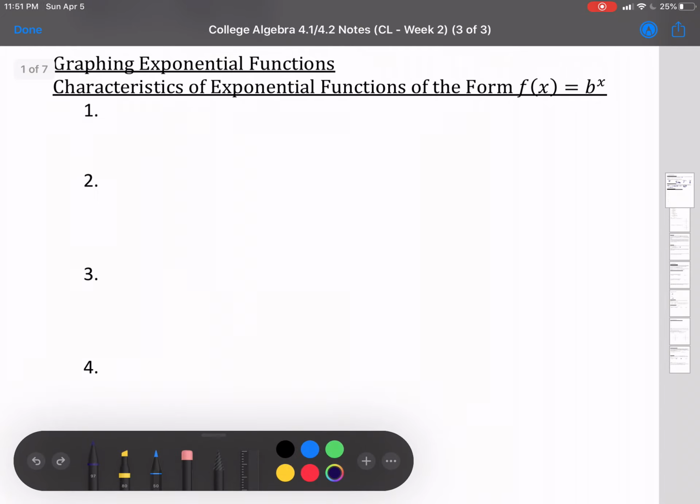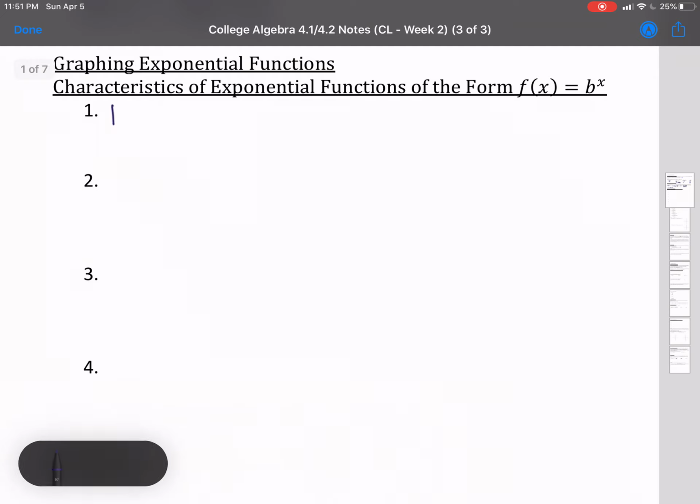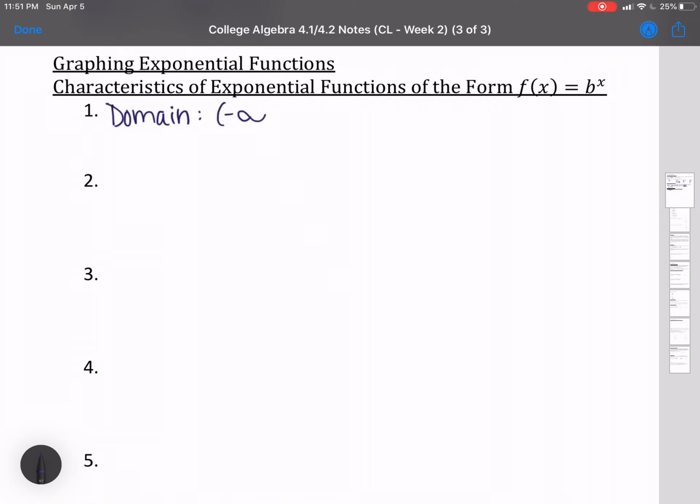Okay, so the first one, we're going to look at domain and range. Our domain is always going to be negative infinity to positive infinity. There are no x values that we can't plug in. Then the range, we're never going to get a negative value. So our range is going to be from 0 to infinity. And at 0, it's going to be a parenthesis because we're never going to get the y value of 0.